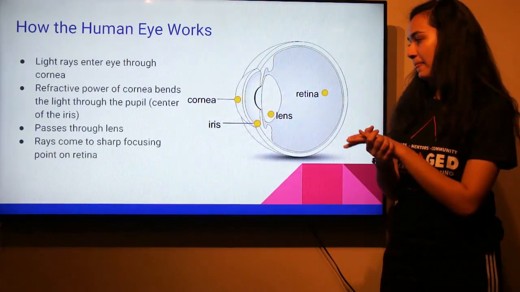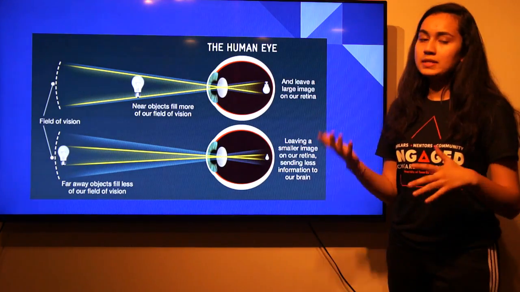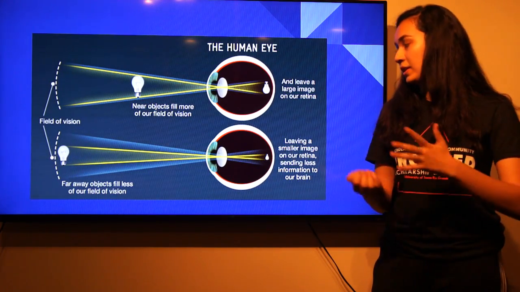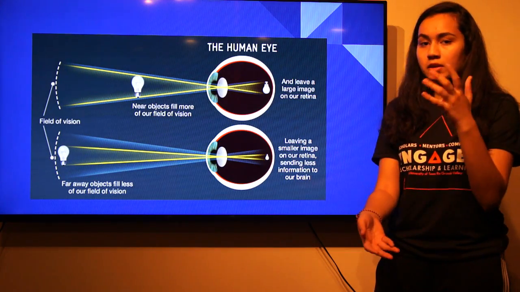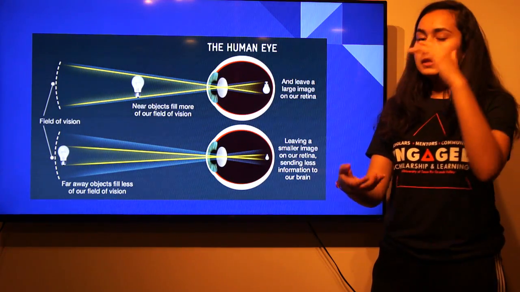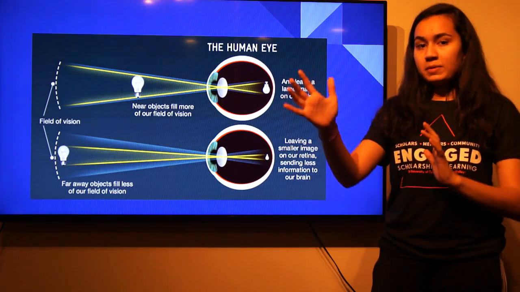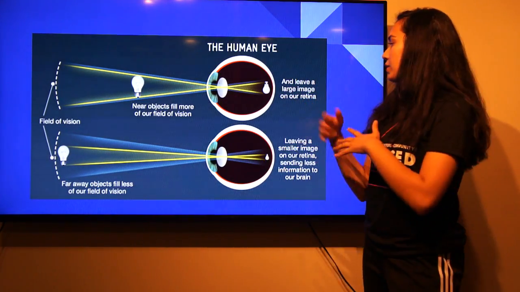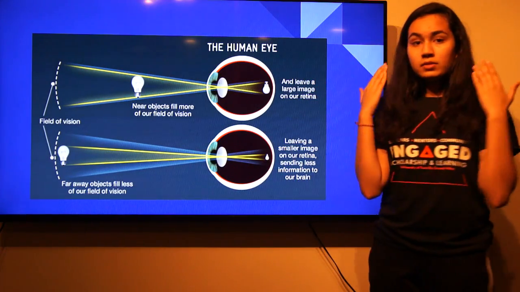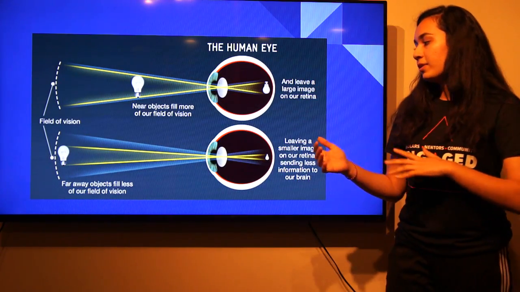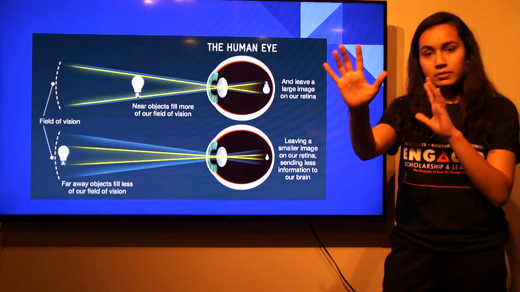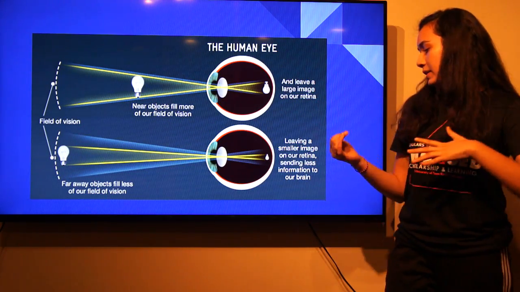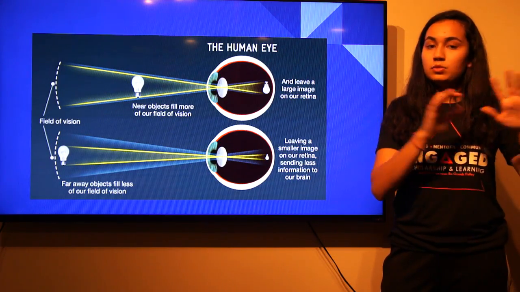So here we have an image of how we see objects that are close to us and how we see objects that are further away from us. When we see an object that's near us, it looks bigger than objects that are far away, because near objects fill our field of vision more, and so it leaves a larger image on our retina in the back of our eye. However, far away objects fill less of our field of vision, and so it leaves a smaller image on our retina, and it creates less information that's sent to our brain.